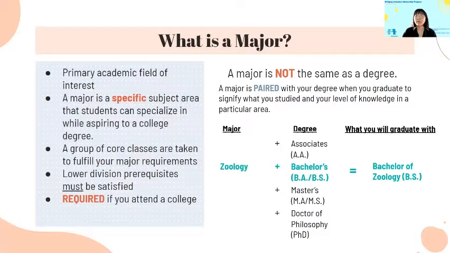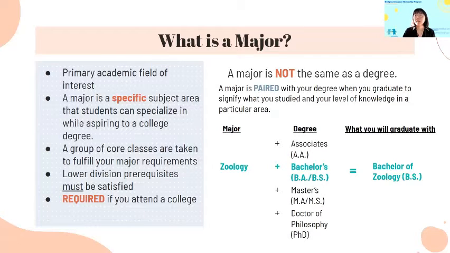And having a major is also required if you attend a college. And once you successfully complete all of these, then you'll receive a degree. And a degree, it's not quite the same as a major. It's paired with your major when you graduate to signify what you studied and your level of knowledge in a particular area. So I have this little nifty chart that you can use to understand how the major gets paired with the degree.